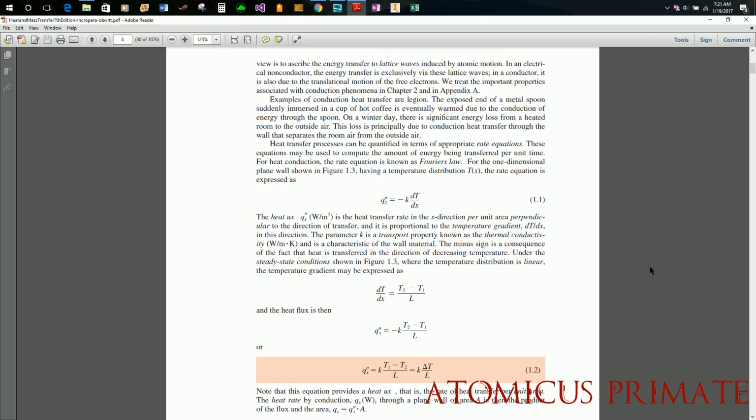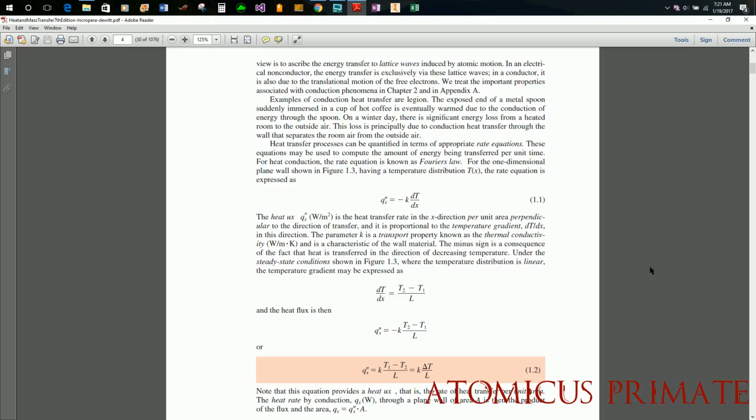Alright, so the heat flux, q double prime x in watts per meter squared, is the heat transfer rate in the x direction per unit area perpendicular to the direction of transfer, and it is proportional to the temperature gradient dT/dx in this direction. The parameter k is a transport property known as thermal conductivity, watts per meter dot Kelvin, and is characteristic of the wall material. The minus sign is a consequence of the fact that heat is transferred in the direction of decreasing temperature.